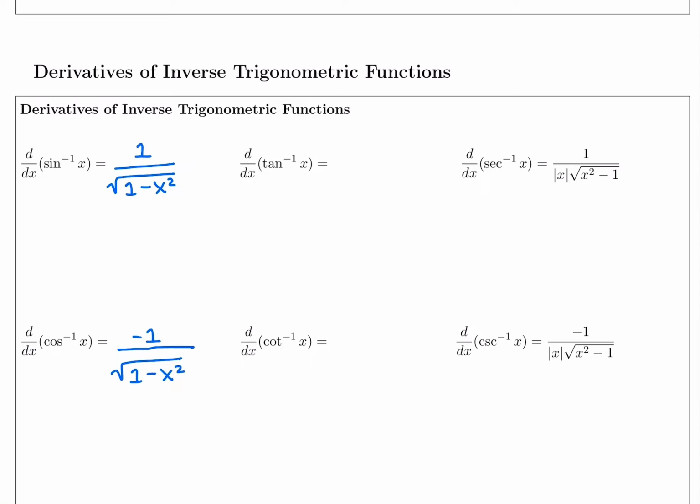Similarly, with the inverse of tangent, we get 1 over x squared plus 1. And once you know the derivative of inverse tan, you do know the derivative of inverse cotan. It would be negative 1 over x squared plus 1. So there are the derivatives that we need to know for trig functions as well as inverse trig functions.